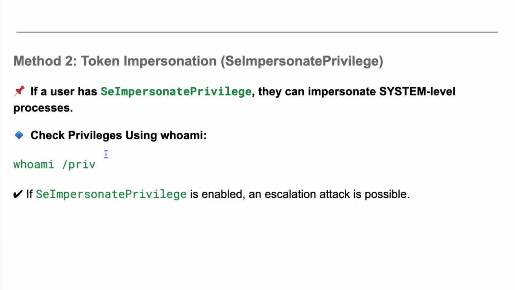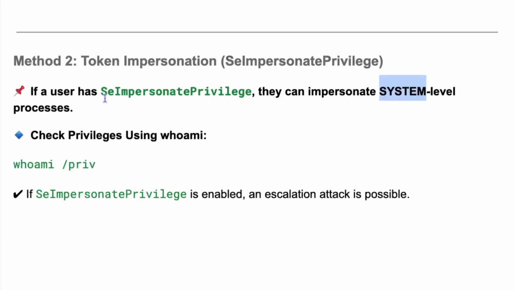The second method on a Windows computer is going to be the impersonation of a token, and there's something called the SeImpersonatePrivilege. This is actually something that exists, right? If it's been enabled, based on the privileges of whatever user you've logged in with, then you can actually create a potential escalation attack and an escalation vector for yourself. So you can impersonate the system level processes, right? Meaning you get system level privileges, right?